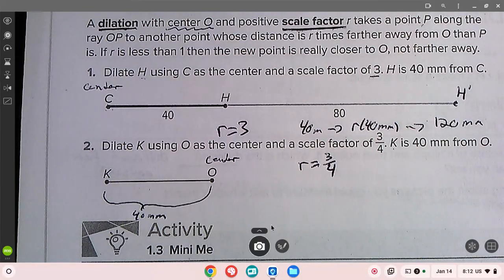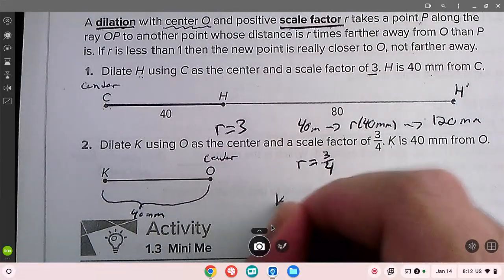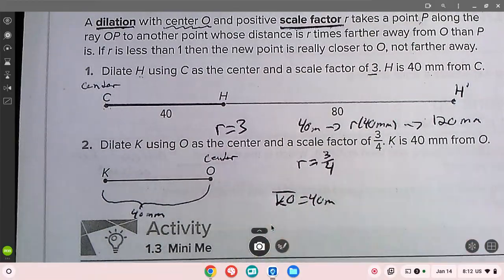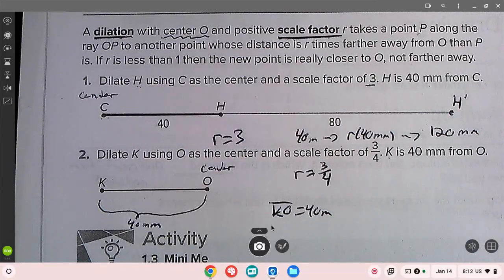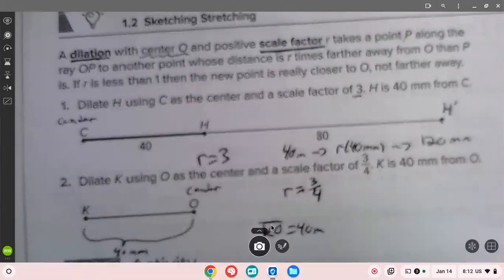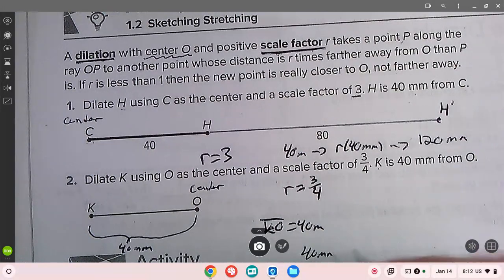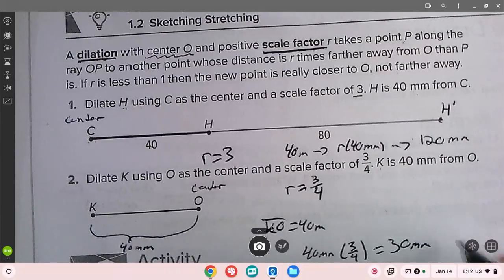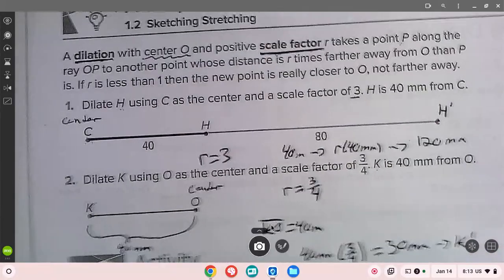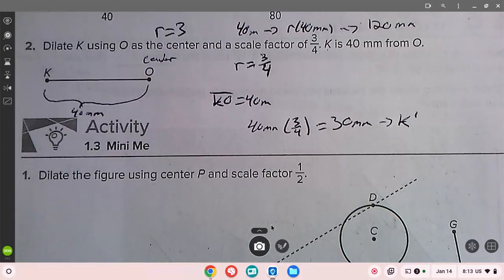Yes, perfect. Okay, so K to O is equal to 40 millimeters, right? It's not physically, but they tell us it is, so this one's not drawn to scale. If it's not drawn to scale, we try our best to do that. So 40 millimeters times 3/4 will be equal to 30 millimeters, which is where our K prime is going to be. Our K prime is going to be 30 millimeters away from center O.